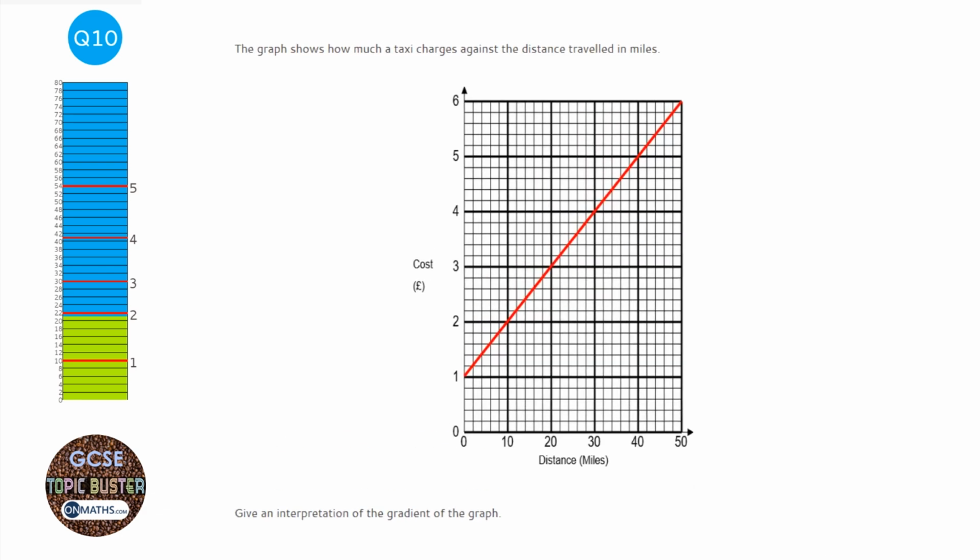To answer this question, first of all, we need to know what the gradient is. So what you do is you pick 2 points that you know the coordinates of, which is that one and that one I'm going to pick. Works with any of them, and we work out how much up and how much across it's gone. Well, it's gone 1 up, but I'm going to do this in pence, so I'm going to say it's gone 100 pence up, and it's gone 10 miles across.